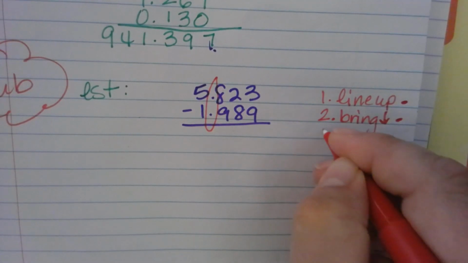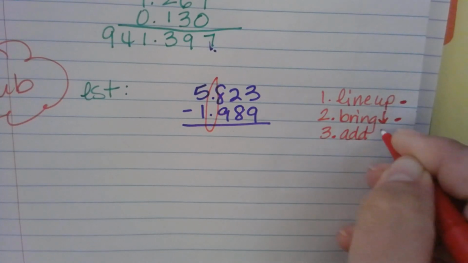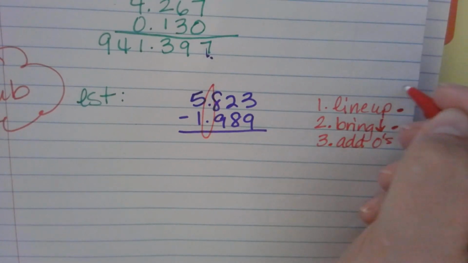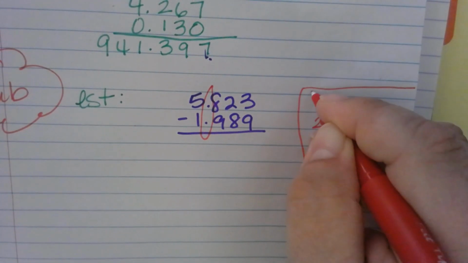And for step 3, I need to add zeros. And actually, that might even be step 2, now that I think about it. Okay. I think I might just make this a TV also, but like a better one.